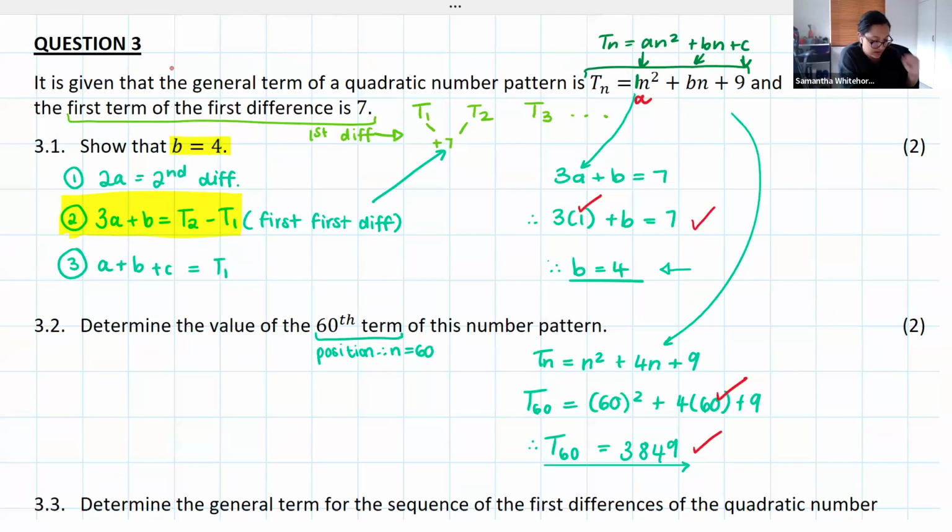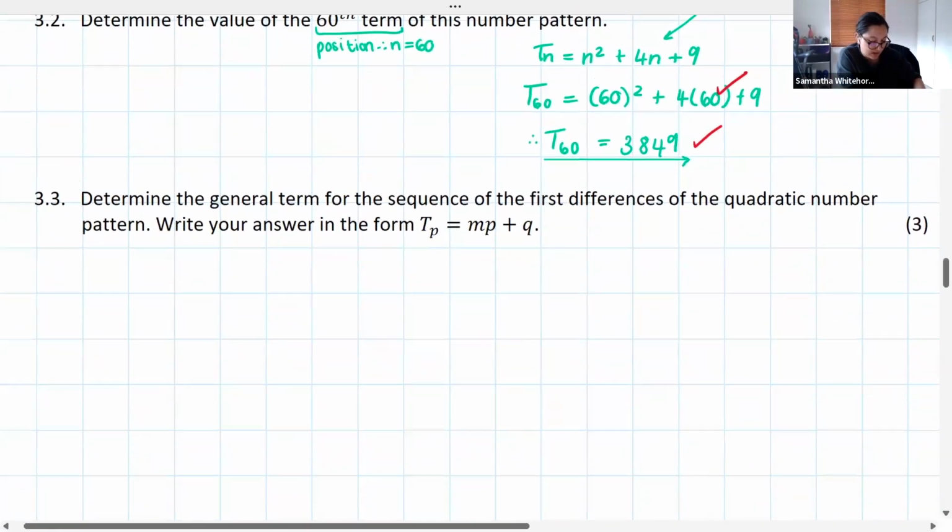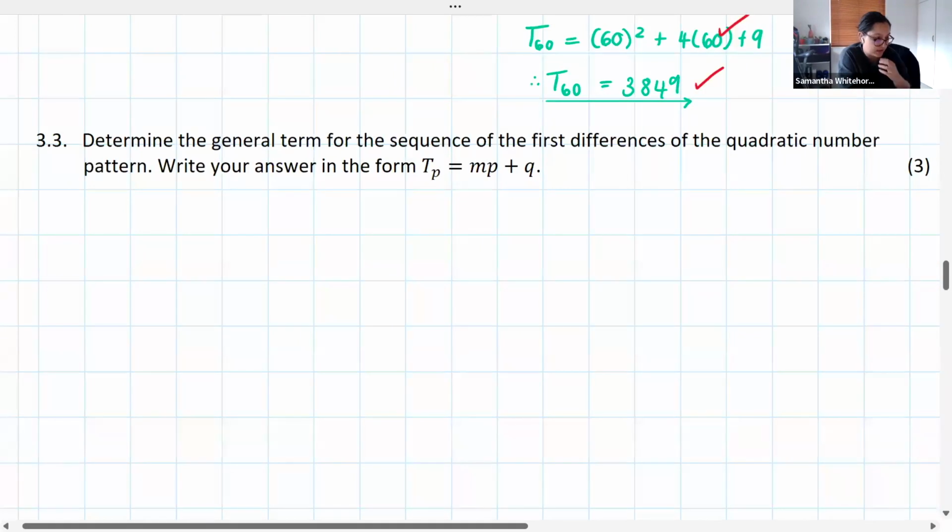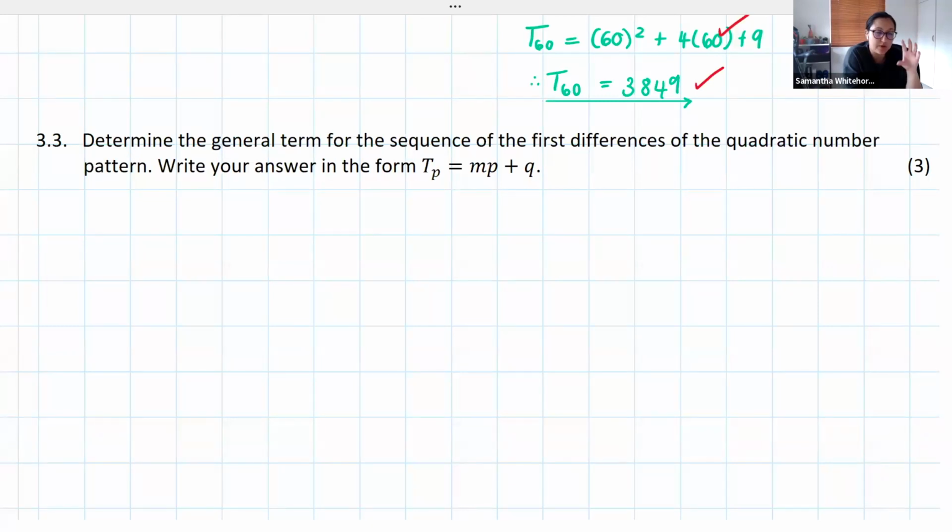Okay, good. I'll make this a bit smaller in a second. Let's do 3.3 and then I'll make it smaller for us. So 3.3 says, determine the general term for the sequence of the first differences of the quadratic number pattern. Write your answer in the form TP is equal to MP plus Q.